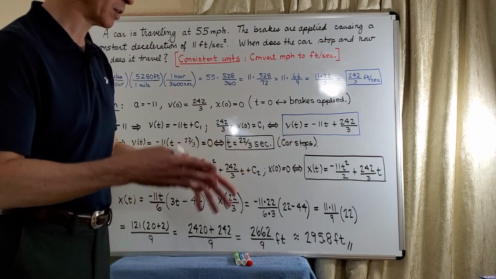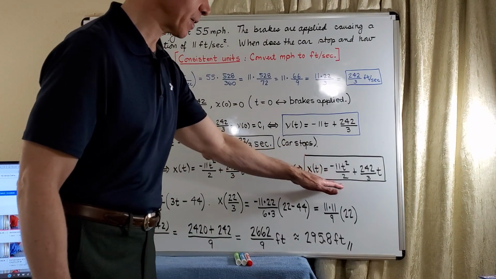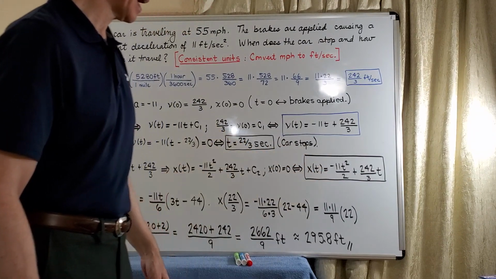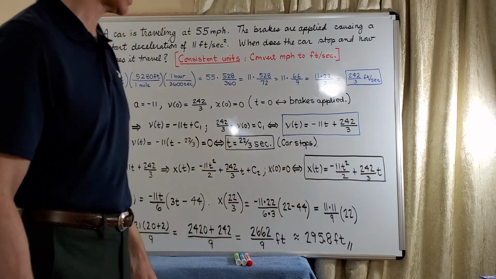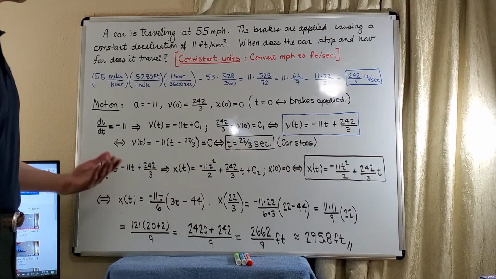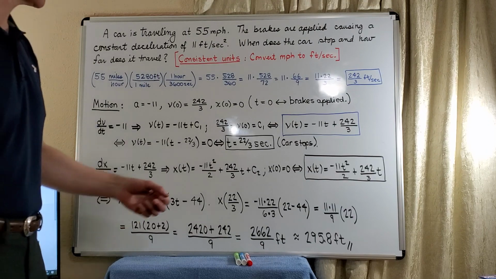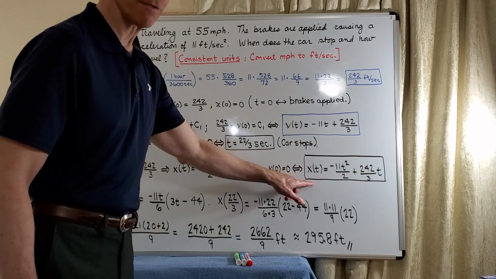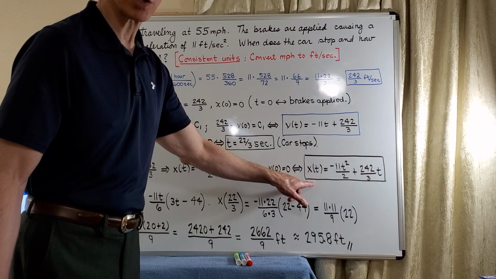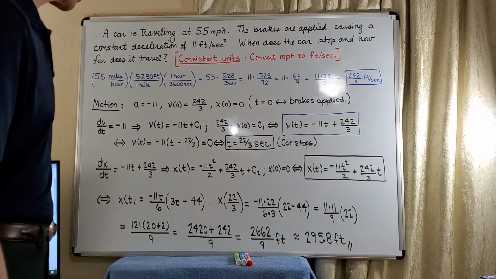We're really cooking with gas here. We got very simple analysis to get our position function. So here's an equation for the position function. Now, what we want to do is substitute this time here into x of t to find how far the car actually travels once the brakes are applied.